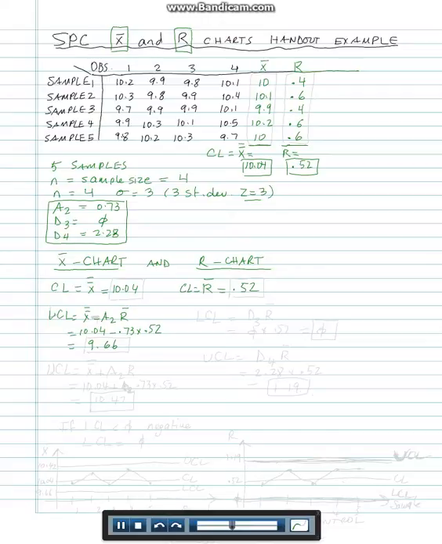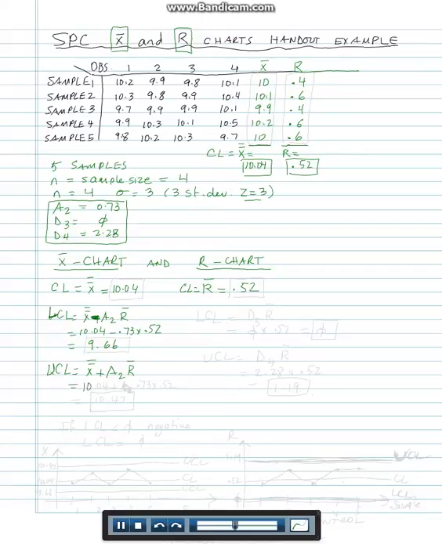And so that's my second measure. And the upper control limit is going to be... sorry, this is LCL, so that was the lower, and this is UCL, so you add. So this is plus A2 R bar. LCL is subtraction, UCL is addition.